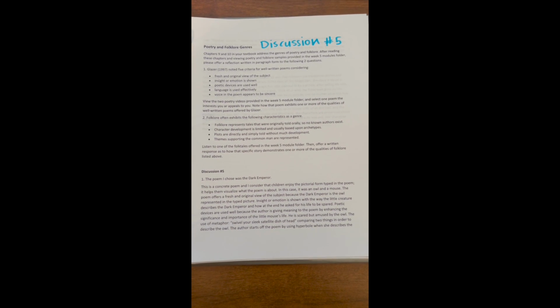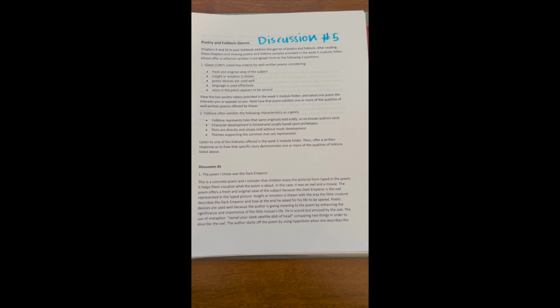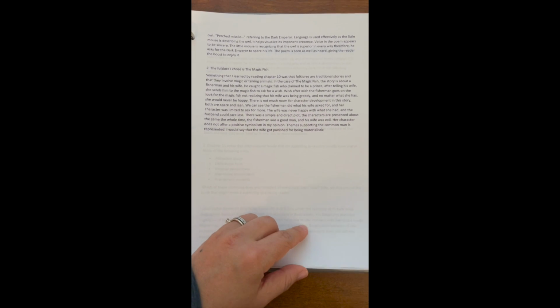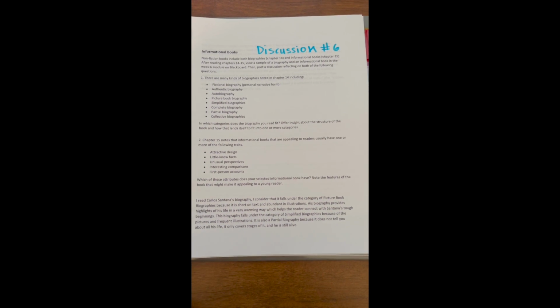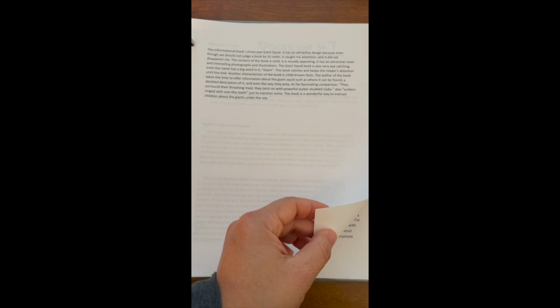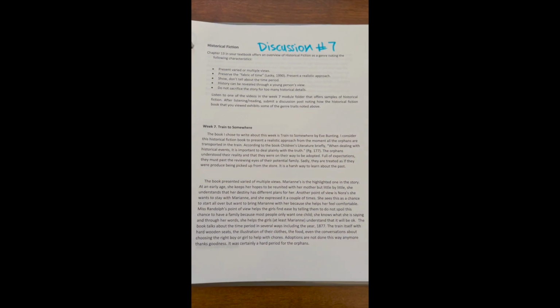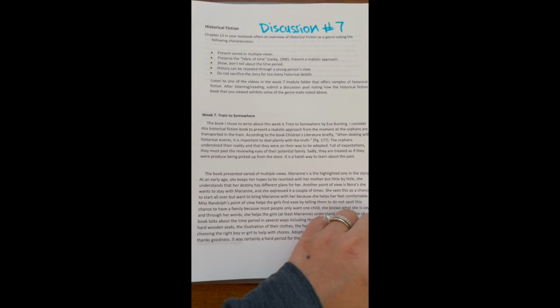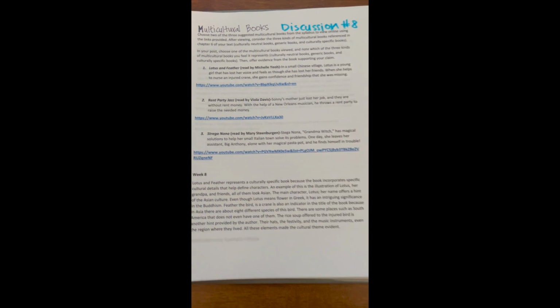Discussion 5 has been added to competency 7.2, and it contains poetry and folklore genres. I chose The Magic Fish for that one. Discussion number 6 was informational books. I think I chose The Giant Squid for that one. I really like that one. Discussion number 7, historical fiction, Train to Somewhere. I had a hard time with Train to Somewhere. It brought some emotions to me, but it was a really good book.